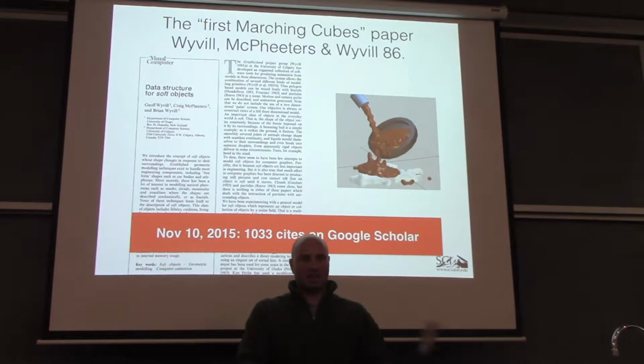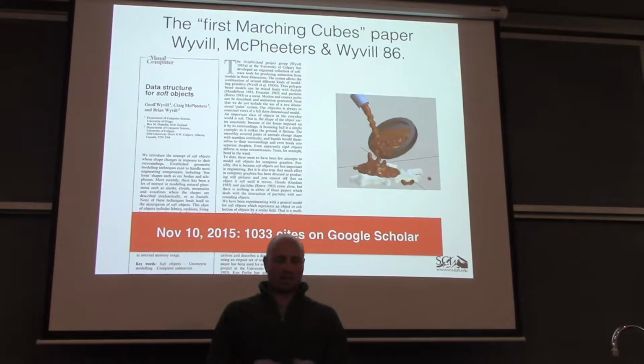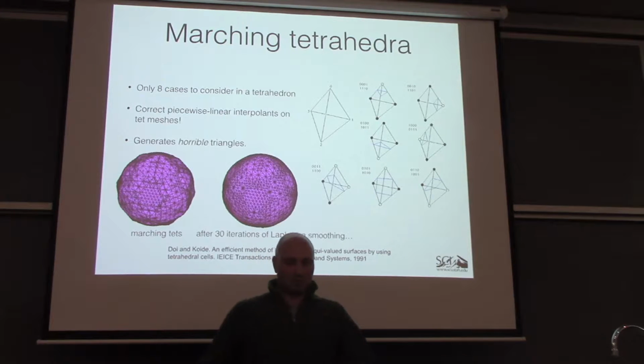And one of these papers ended up having 11,000 sites plus, and the other one is still very well cited, but it's always known as the other marching cubes paper, even though it's in fact the first marching cubes paper.